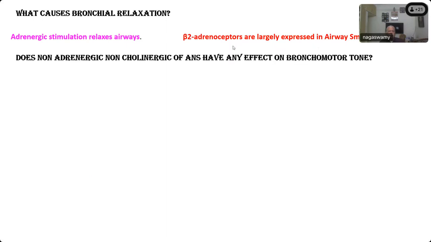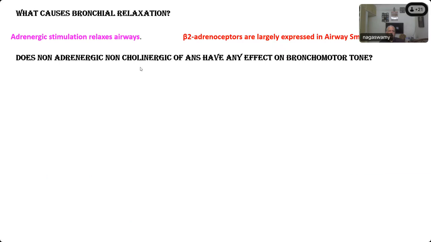So what causes bronchial relaxation? What we saw earlier was that stimulation of parasympathetic will lead only to bronchoconstriction. So adrenergic stimulation relaxes the airways. And beta 2 adrenoreceptors are largely expressed in airway smooth muscles. So stimulation of the beta 2 adrenoreceptors causes bronchial relaxation.